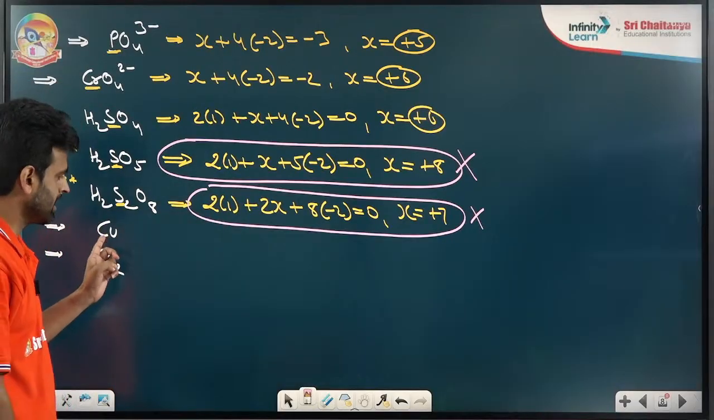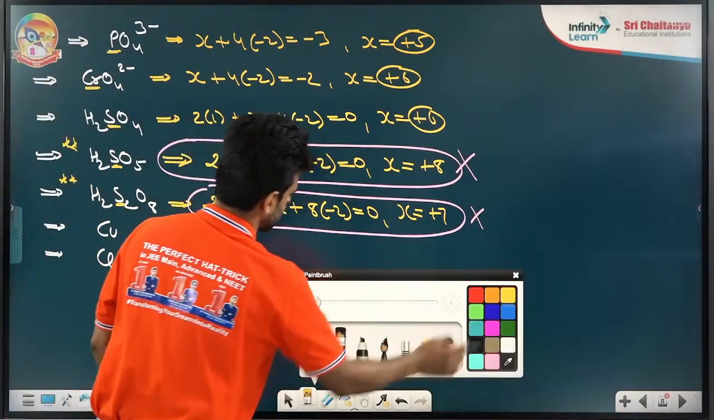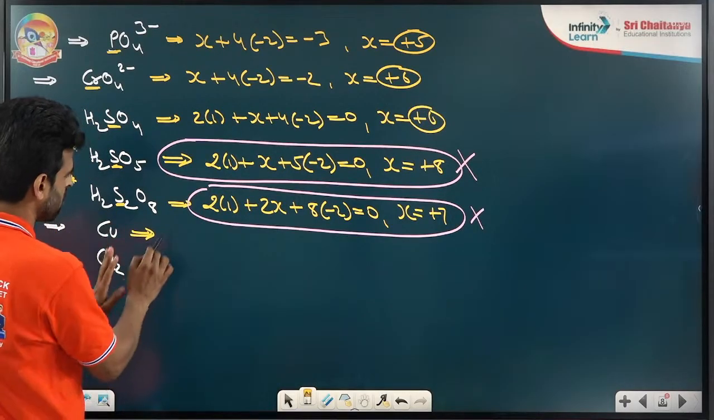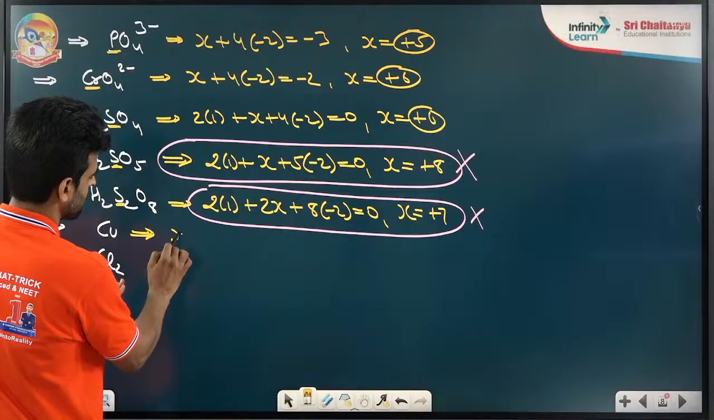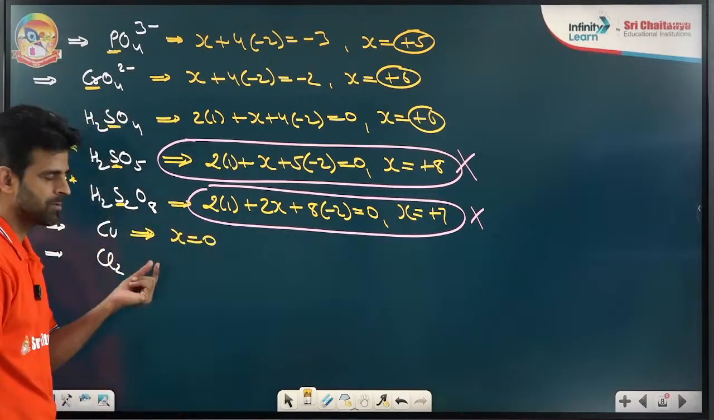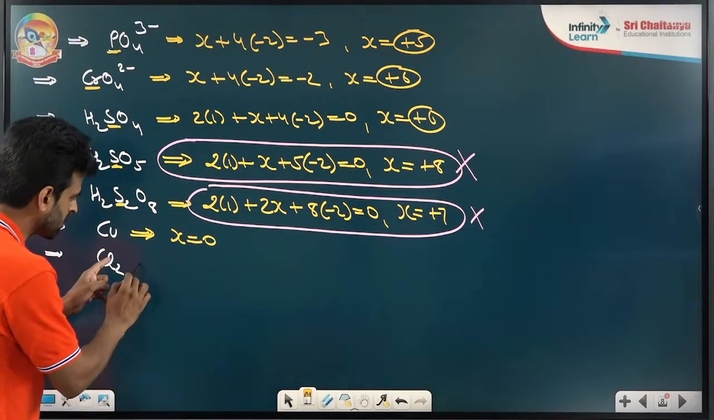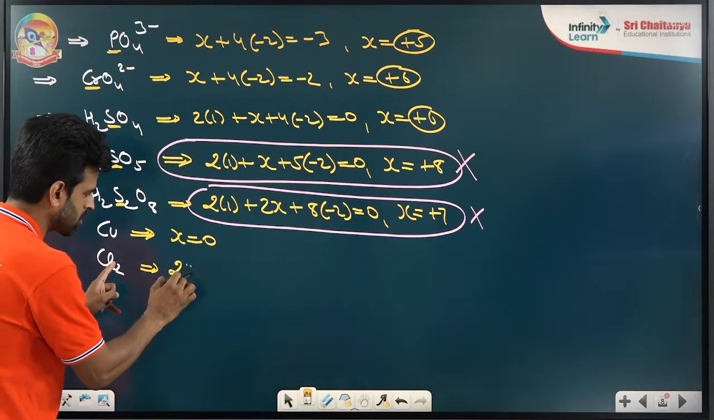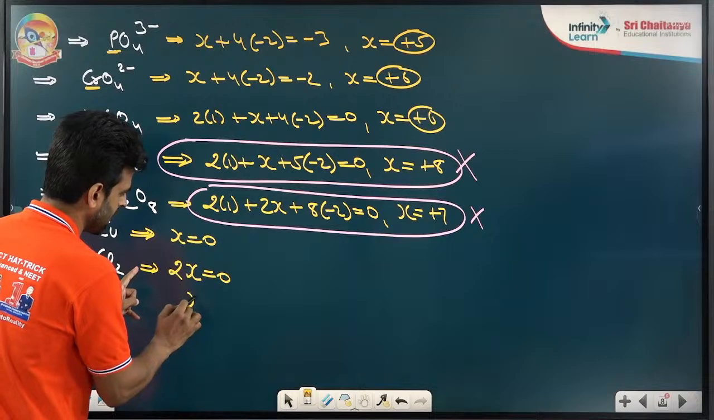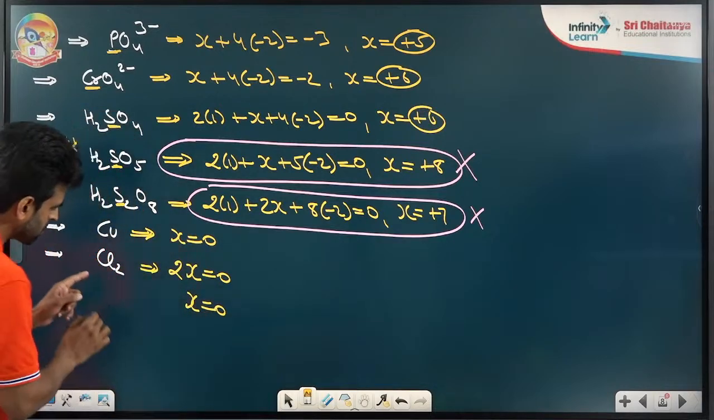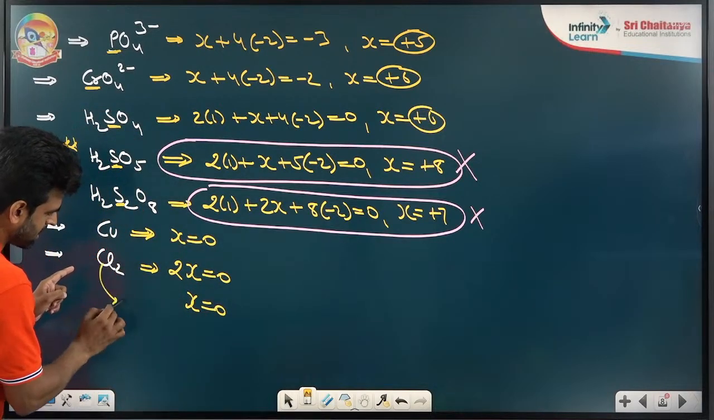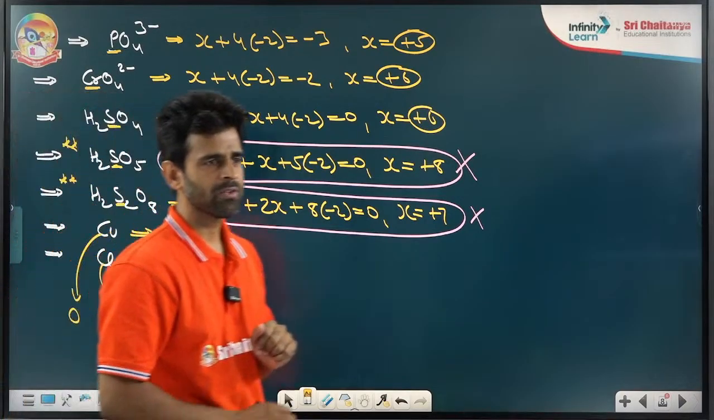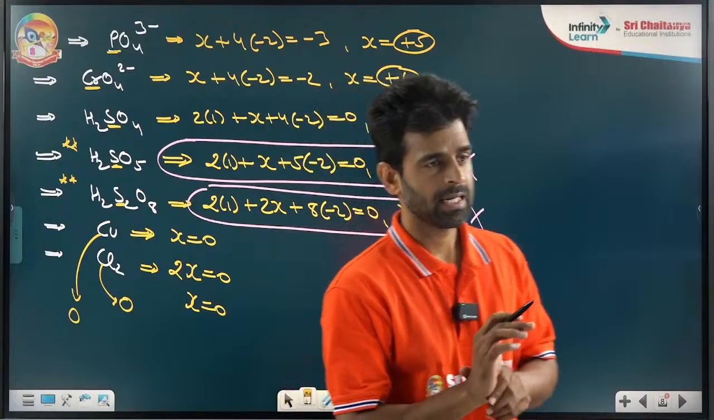Here, how much is coming? It is a neutral atom. Neutral atom will always have how much? 0. Here also, always 0. And here also, imagine for chlorine, how much? x. So 2 into x equals 0. x is coming 0. So in this homoatomic molecule, chlorine is 0. And copper also 0. So we should know about it.